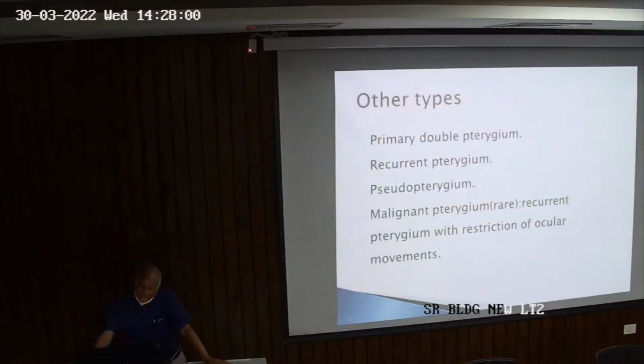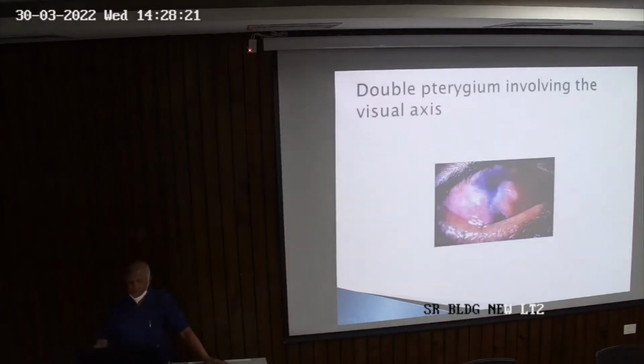The other types are primary double pterygium, recurrent pterygium, pseudo-pterygium, malignant pterygium, and pterygium with restriction of ocular movements. The word pseudo-pterygium, you must know it. Whenever we take differential diagnosis, pseudo-pterygium will come across. We'll see the features of how to differentiate it from this one. Double pterygium involves both sides.